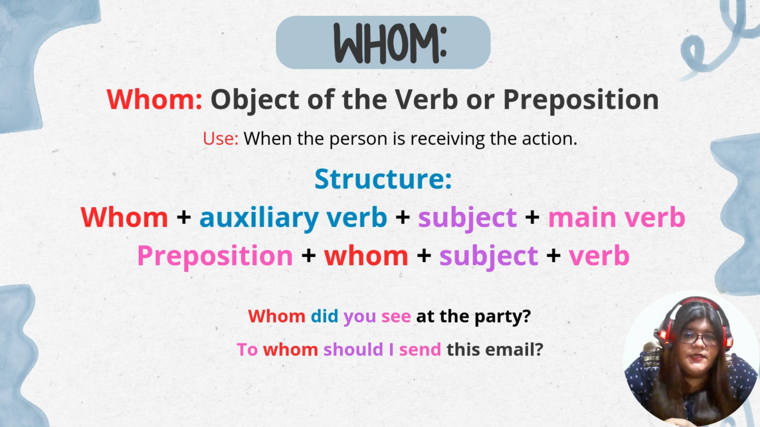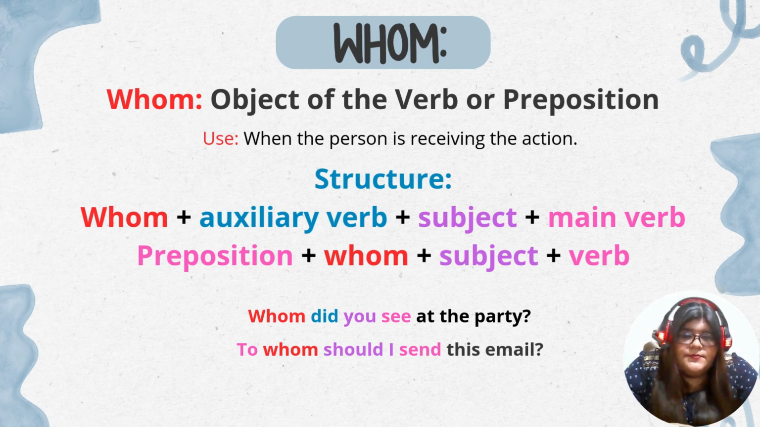Let's see the first example. We're beginning with whom. Whom, you see, the auxiliary verb in blue, did. Whom did, the subject in purple, you, see, the main verb, at the party is the complement. Then we have it with a preposition. Then whom, then the subject, and then the verb, and the complement.